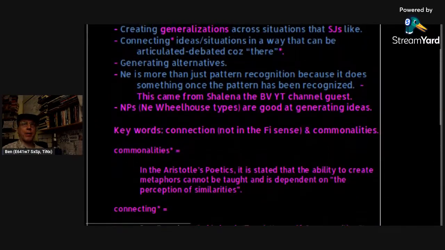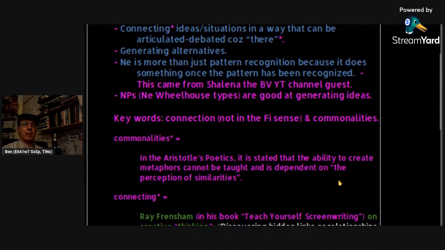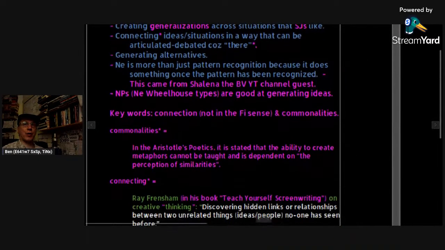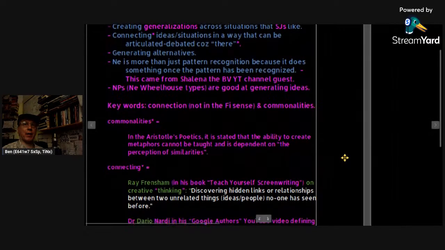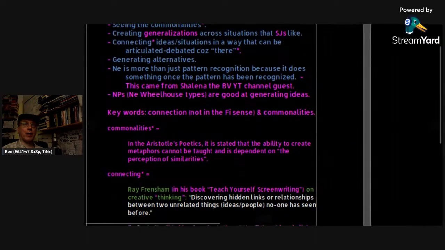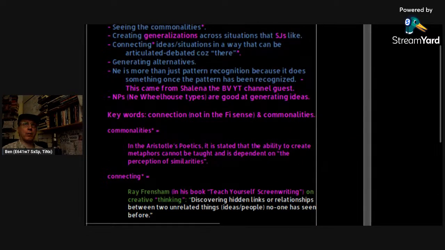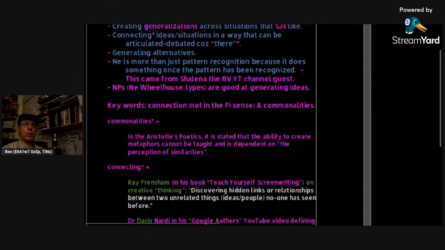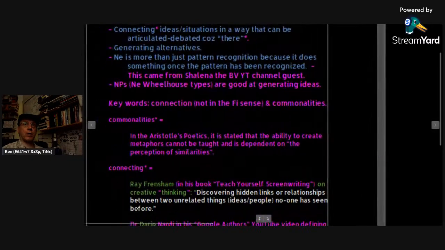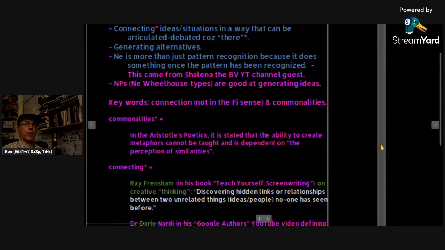And then we have connecting. I'm going to try to get that on there, and then I'll move it down a bit. Connecting. And then I'll move it down. So connecting ideas, situations in a way that can be articulated, debated. Right, so connecting. Ray Frensham, in his book, Teach Yourself Screenwriting, on creative thinking.